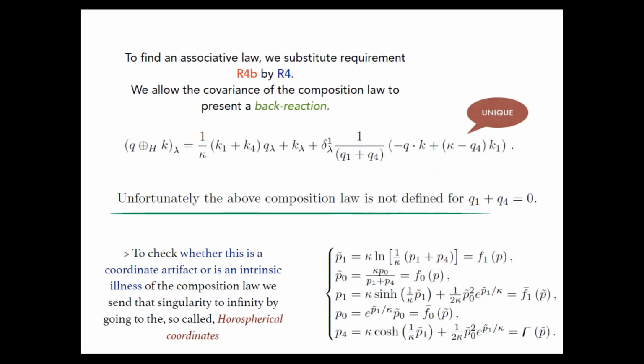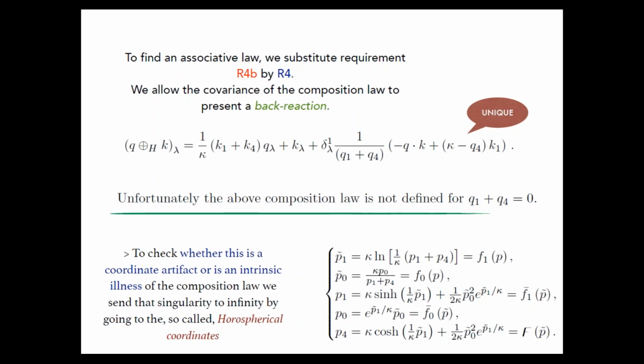Well, so we changed R4B by R4, allowing a back reaction on the four Lorentz transformations, and we find that the composition law has this form, and it is unique. However, it possesses a singularity on the denominator because it can be 0. And then you ask whether this is a problem of the formalism of the composition law or if this is just an artifact of the coordinates.